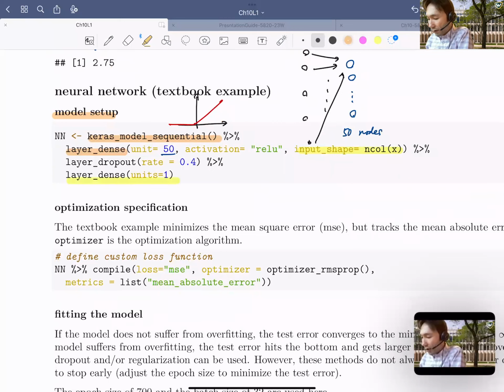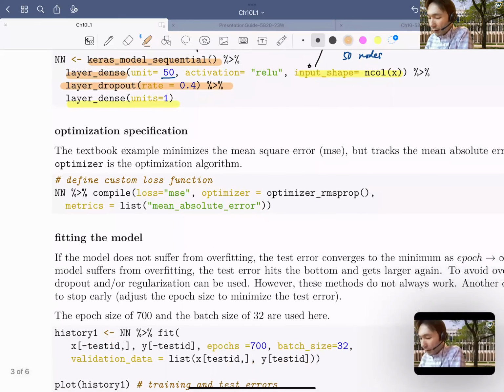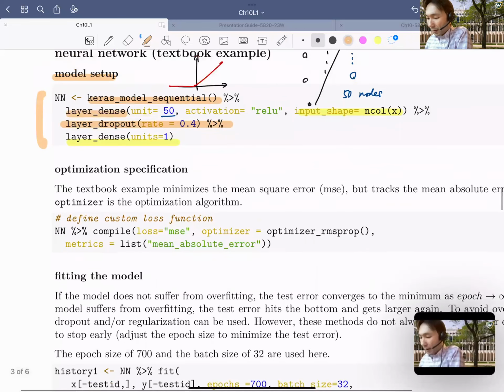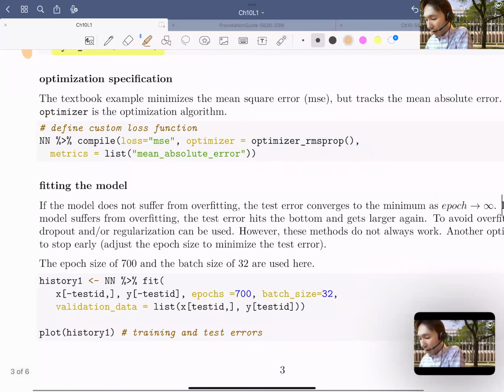And for each layer, we can also specify the dropout rate. So this is 40%. So we have 50 nodes, but each time we only use 30 of the 50 nodes. So this is the model setup. This does not estimate it yet. This only includes the general model specification, and it doesn't include any data. Maybe I use X, but the number of columns of X is just a scalar. So it does not include data yet.